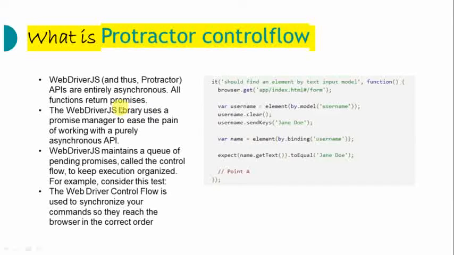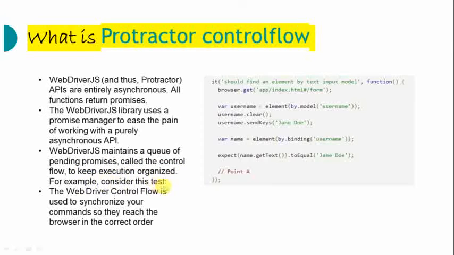Now the question is, what is Protractor control flow? WebDriverJS and the Protractor API are entirely asynchronous. All functions return promises. The WebDriverJS library uses a promise manager to ease the pain of working with the purely asynchronous API. WebDriverJS maintains a queue of pending promises called the control flow to keep execution organized.